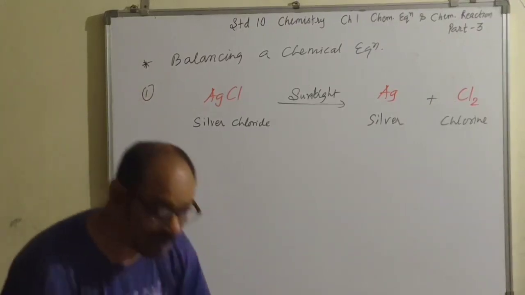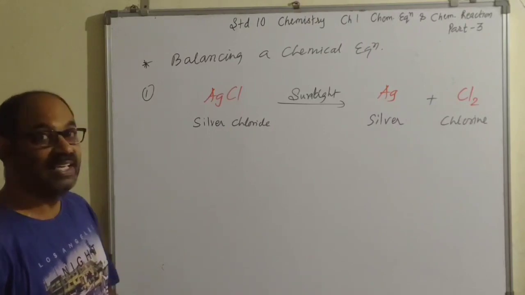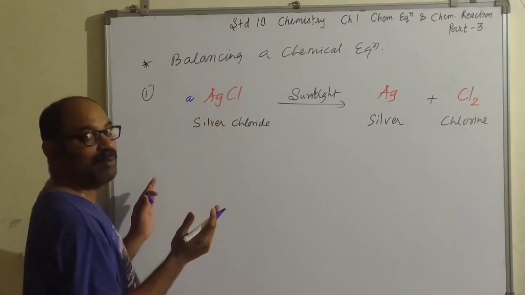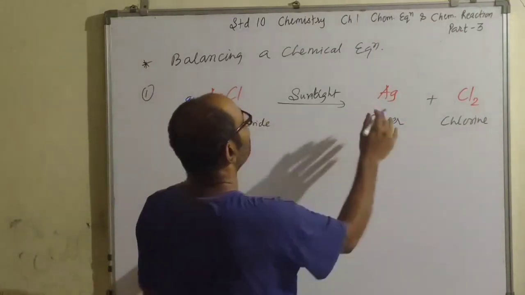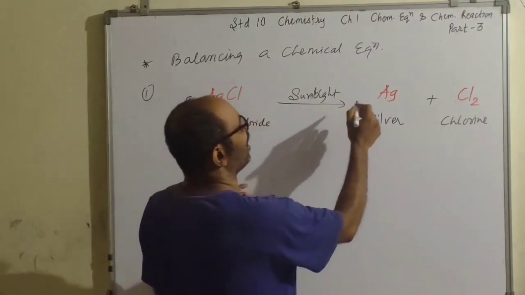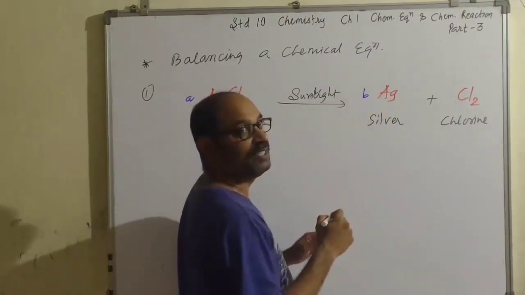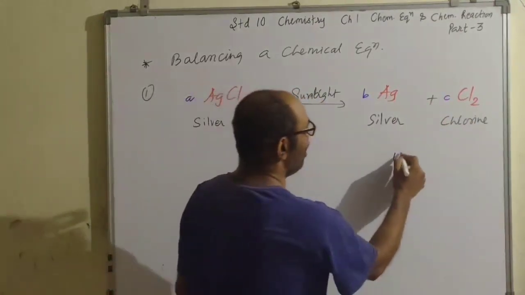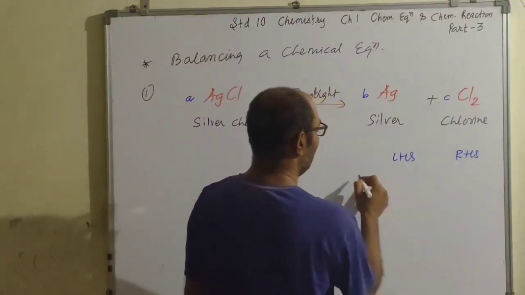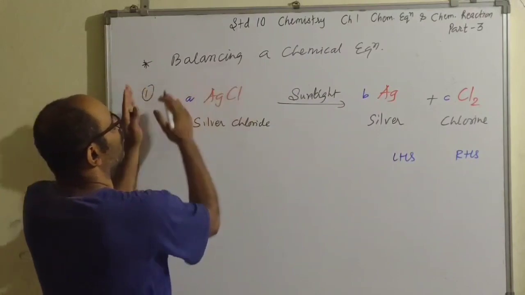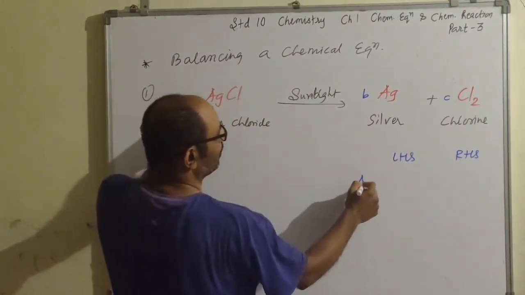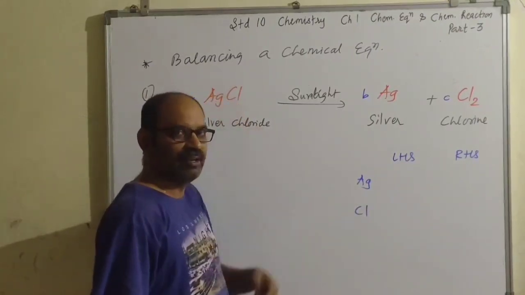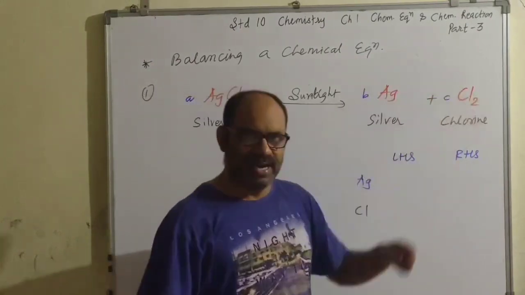So the skeletal equation is obtained. Now you have to balance the equation. How will you balance? Please pay attention. First you write in pencil A molecules, because we do not know how many molecules. A molecules of AgCl in the presence of sunlight gives B molecules of silver and small c molecules of chlorine. Now, left hand side and right hand side. On the left hand side, the first constituent is silver, Ag. The second one is chlorine, Cl. The same you will have on the right hand side.